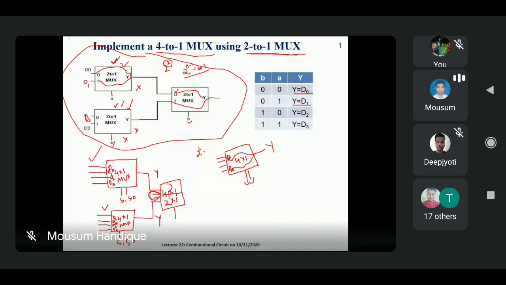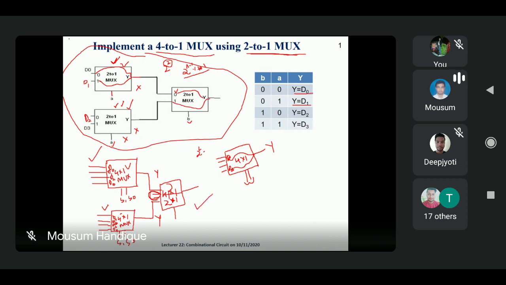See, instead of 4 into 1 MUX, if we are using only 2 into 1 MUX here. So this one we are using 4 into 1 MUX. This one we are using 4 into 1 MUX. It is okay, good. And after that, what happened? The third MUX we are using instead of 4 into 1 MUX, 2 into 1 MUX. That time what happened? Maybe this one is 8 into 1 MUX. So you can cross verify. You can check this one is correct or not.